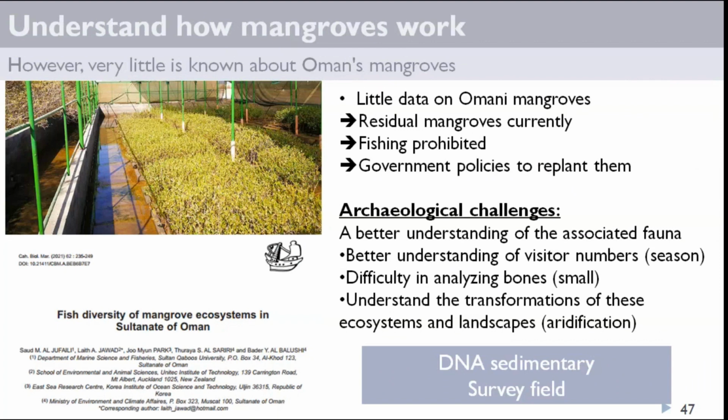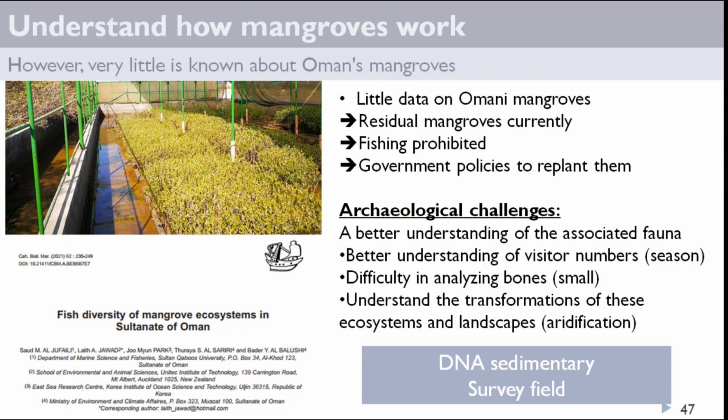Voilà. And also, you understand that I have a great interest in the mangrove, and nowadays the mangroves are very residual in Oman. Fishing is prohibited, and the government also stopped developing some programs to replant them, because everybody in the world starts to understand the importance of the mangrove. So everybody tries to understand them. So there is a real focus on the Omani mangrove right now.